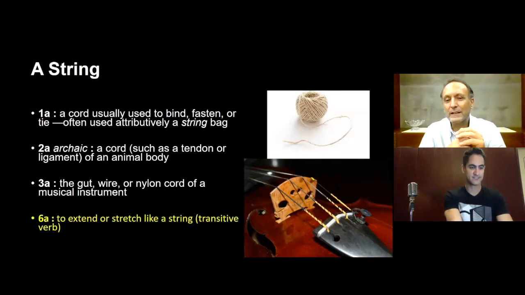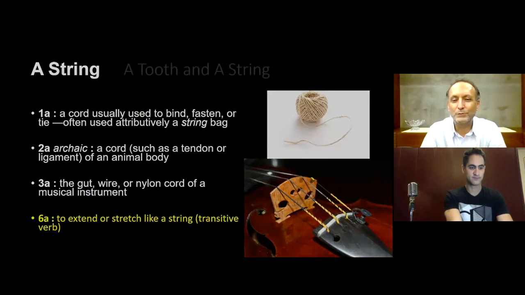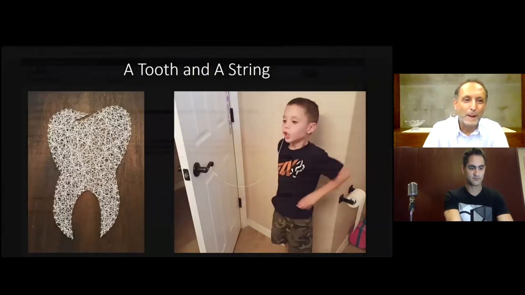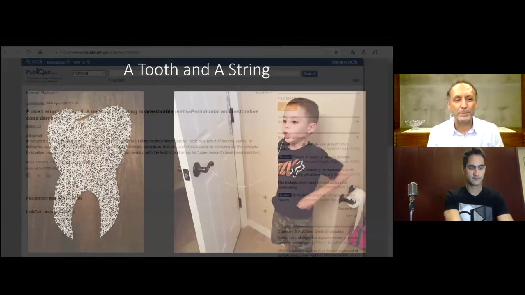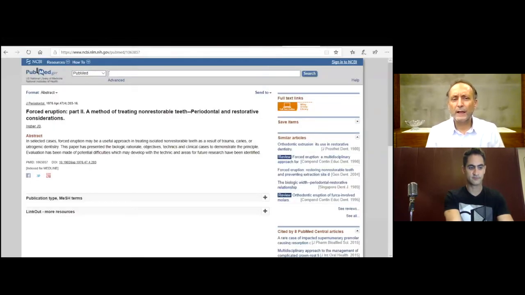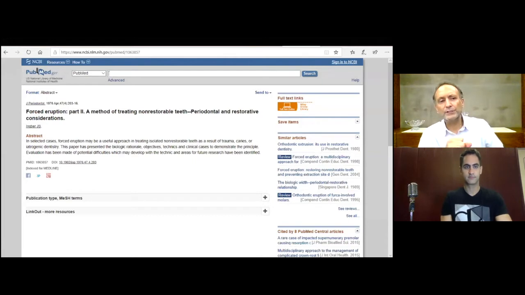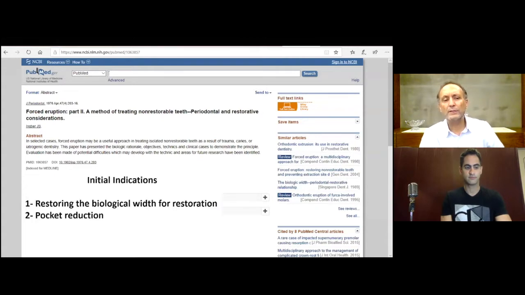A tooth and a string could be used, as you remember when we were children, we used to hook it to the door and close the door to extract a primary tooth. But the thing I have in mind is related to the article published by Ingber in the mid-70s about forced eruption. It's how he used it to restore non-restorable teeth and mainly to reduce the pockets. So the indications, according to Ingber, were restoring biological width for restoration, recreating the biological width, and reducing the pocketing.